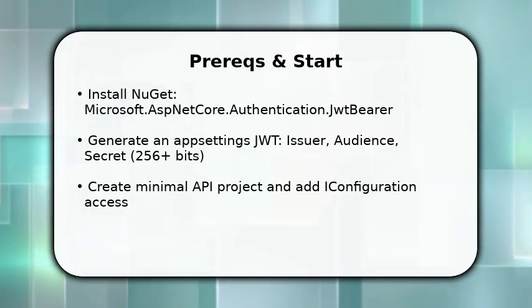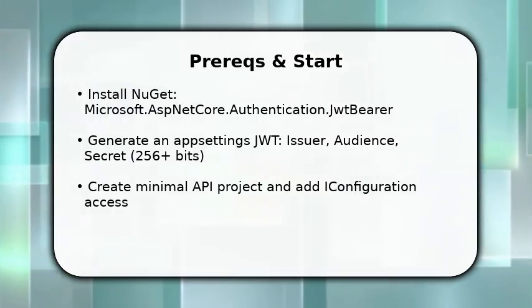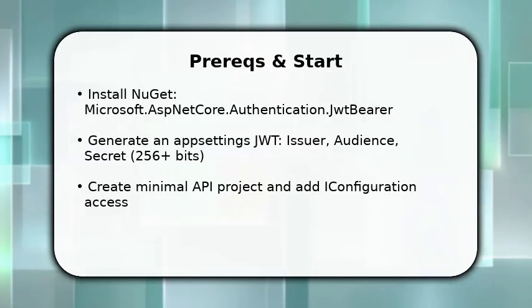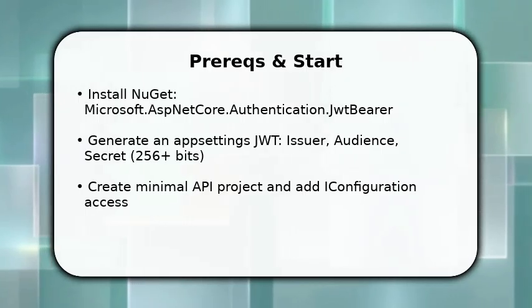Next, register IConfiguration in Program.cs and read the secret into a symmetric key. Once done, add the authentication builder immediately. This starts the pipeline and prevents order mistakes later.